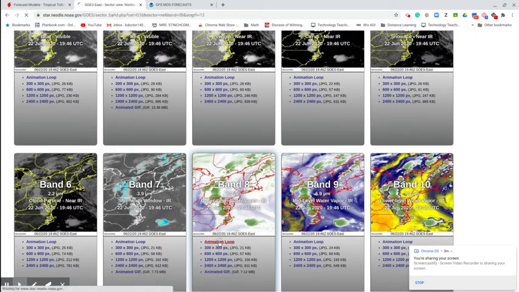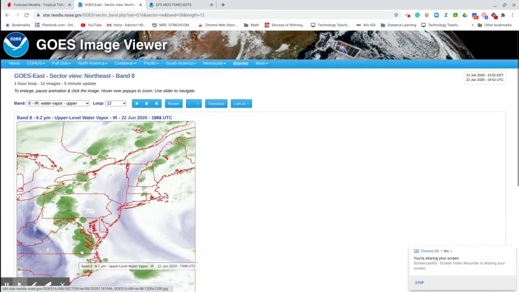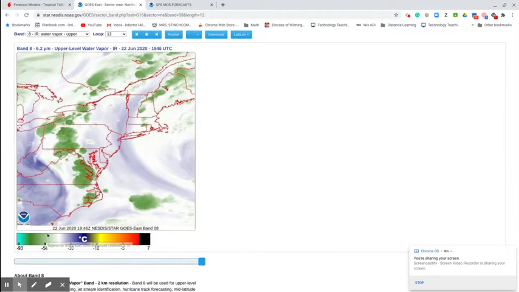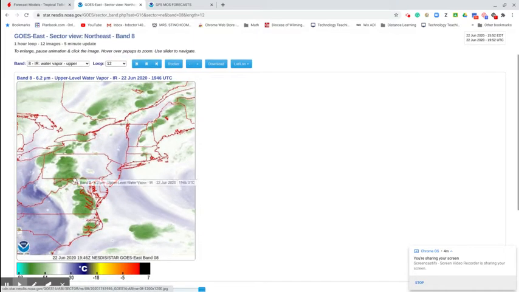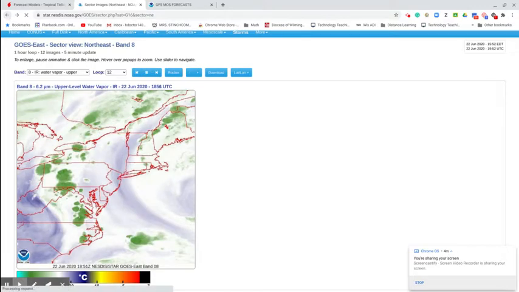Then I would take a look at the water vapor satellite, and they're pretty juicy. So they're not that strong, but they're juicy. So they're probably going to let go of that energy soon in those places.